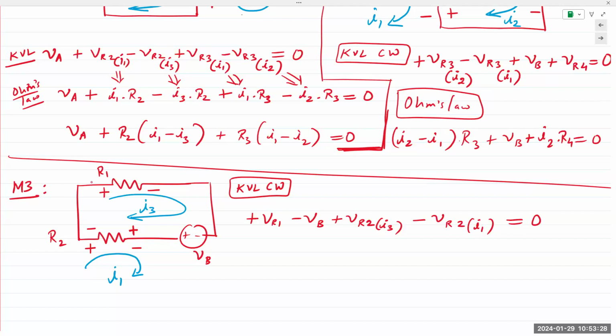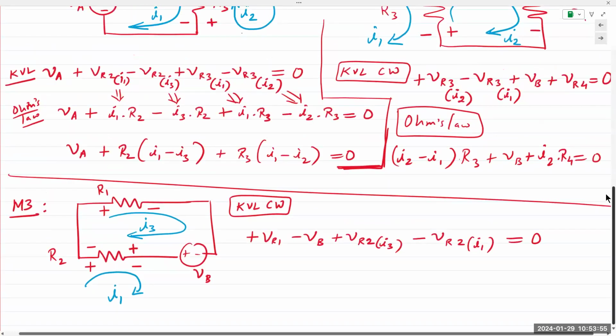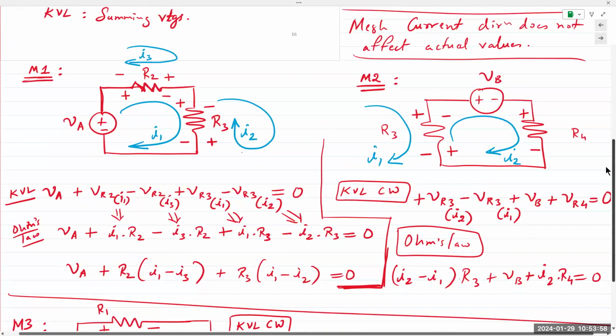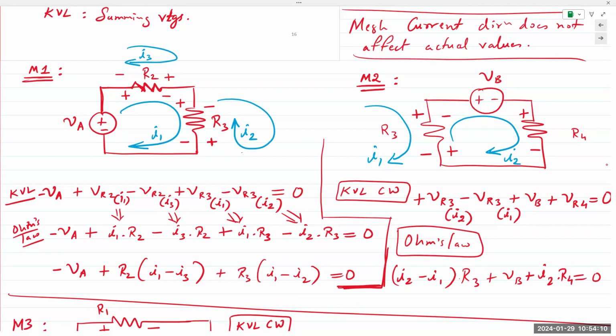All right, any questions? And again, I'll repeat, it does not matter which direction you choose for your mesh currents or which direction you choose to sum up the voltages by applying KVL. Yes. On this one, VB is negative. Why would the VA in mesh one be negative? So let's see, VA for mesh 1. Yes, that should be negative too. That's a good catch. That was from Friday.